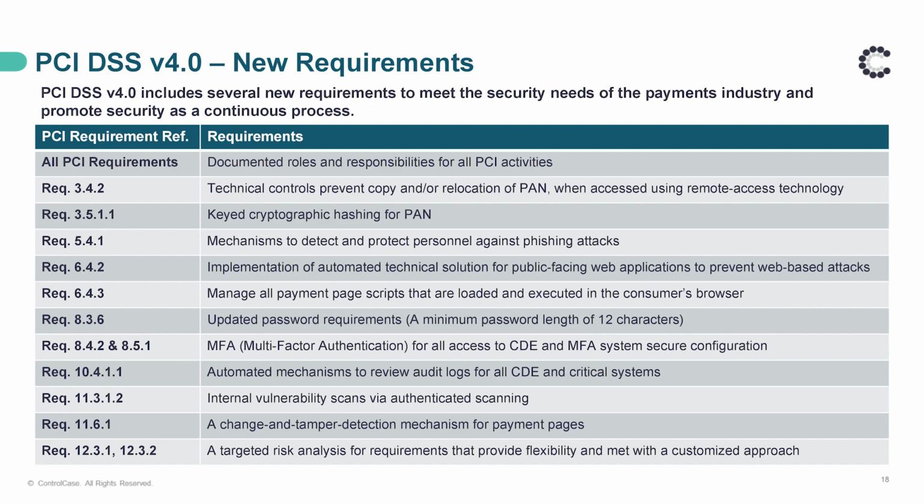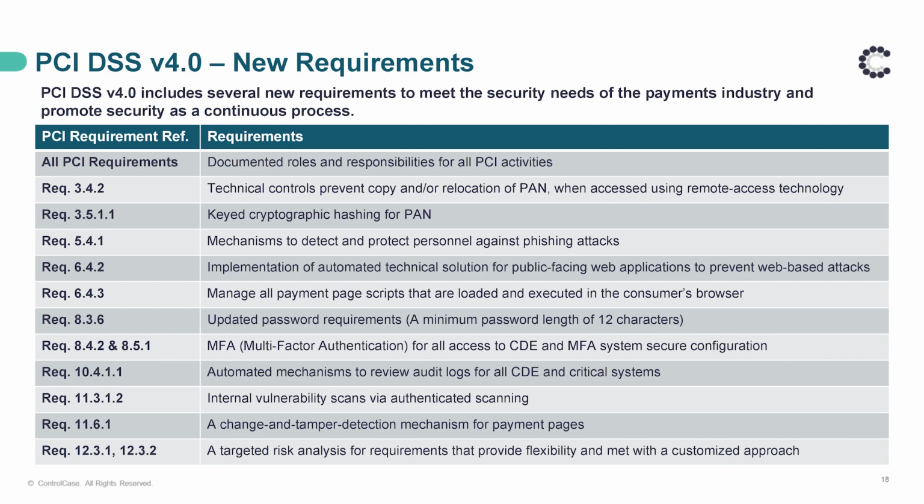Next example is 11.6.1, change and tamper detection mechanism for the payment pages. This new requirement is about implementing a change and tamper detection mechanism to detect, alert, and respond to unauthorized changes on the payment pages, like changes to HTTP headers and contents of the payment page as they are received by the consumer browser.